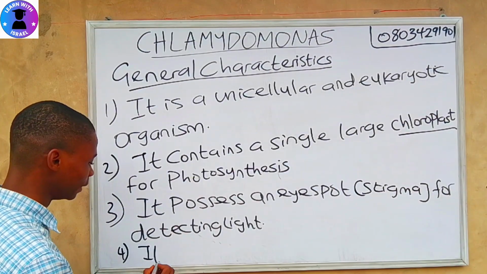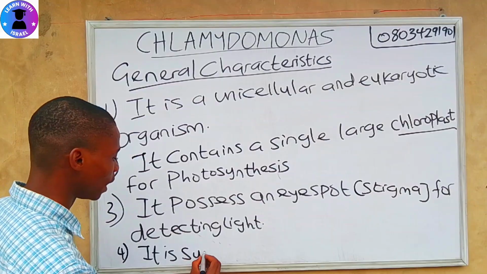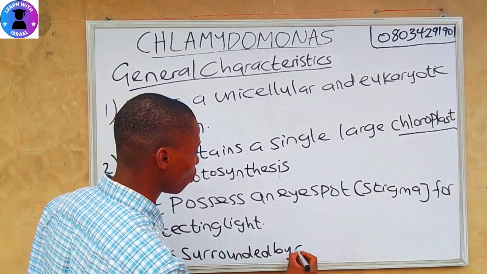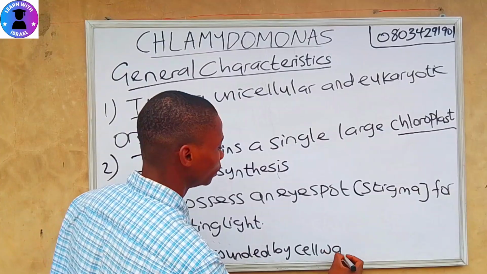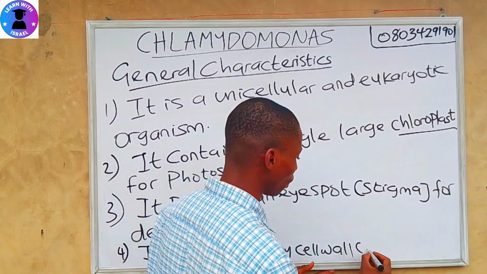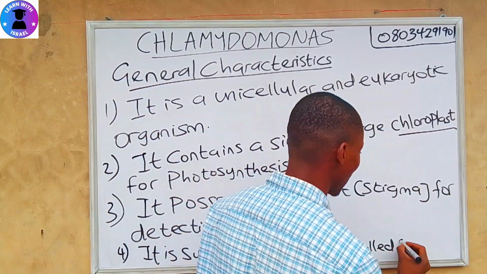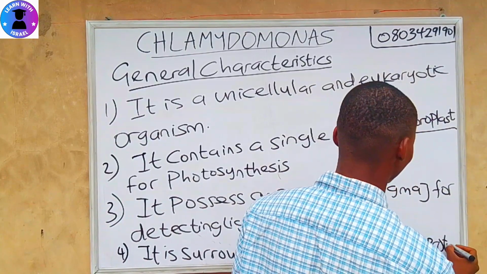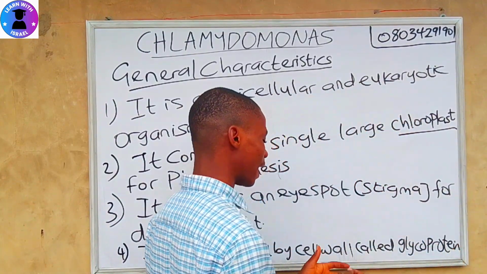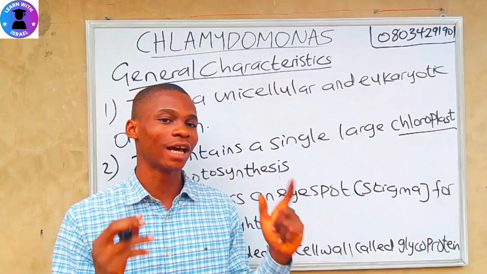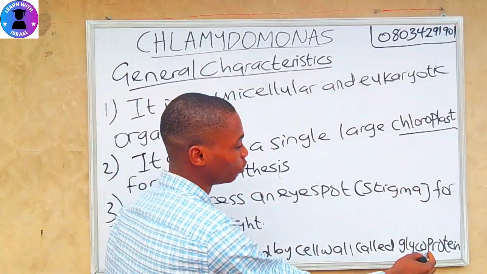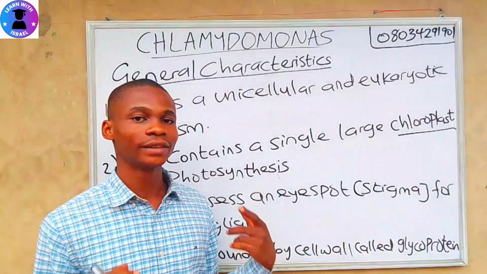Another characteristic is that Chlamydomonas is surrounded by a cell wall made of glycoprotein, and it is not surrounded by cellulose.